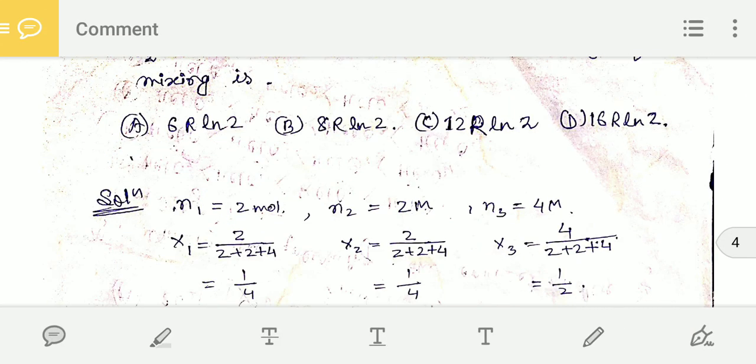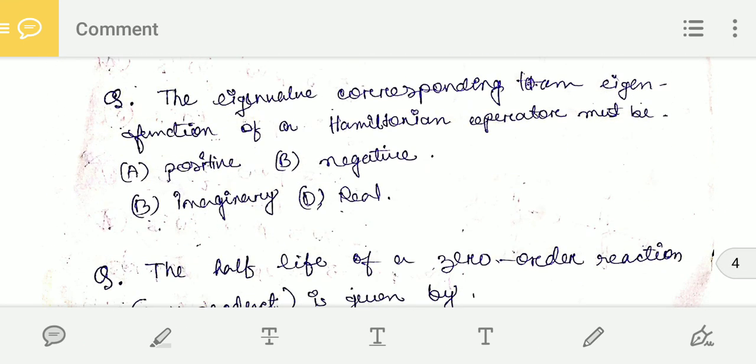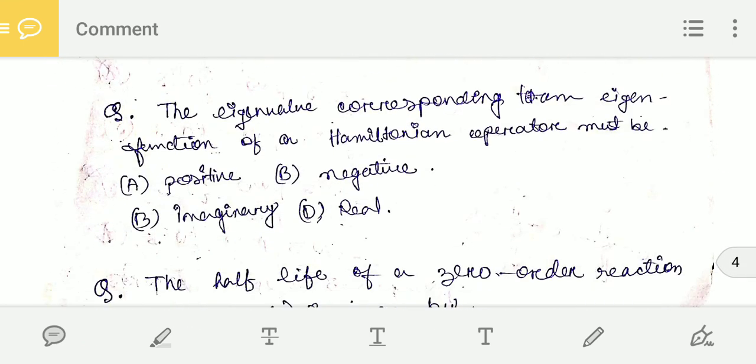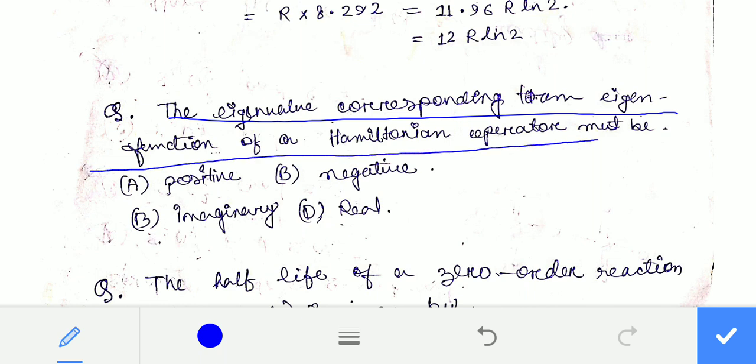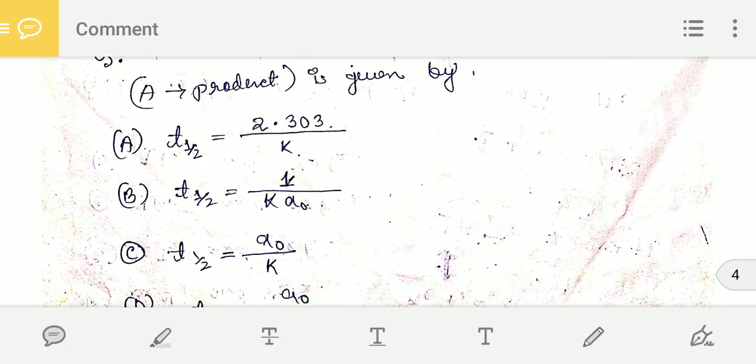Moving to next question. The eigenvalues corresponding to eigenfunctions of a Hamiltonian operator must be positive, negative, imaginary, or real. So we know it is always a real value, right? Moving to next question.